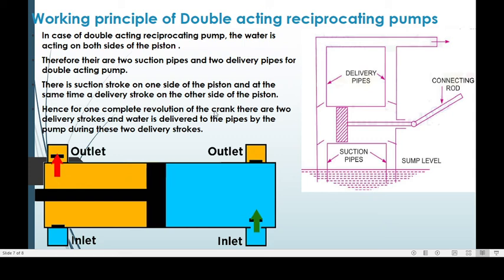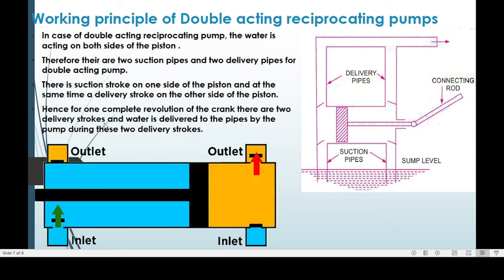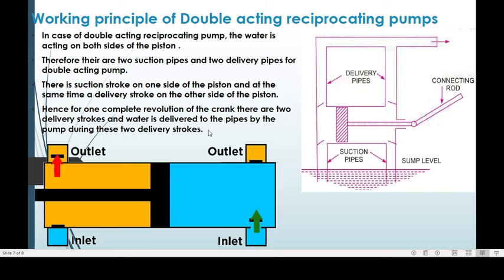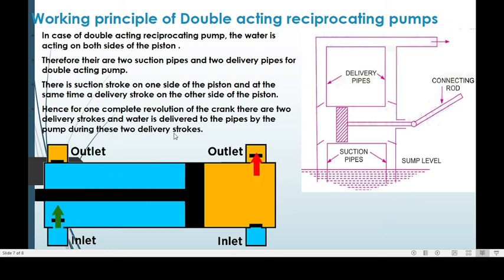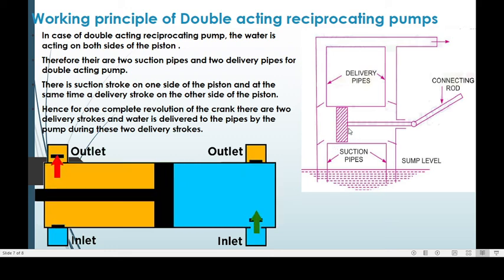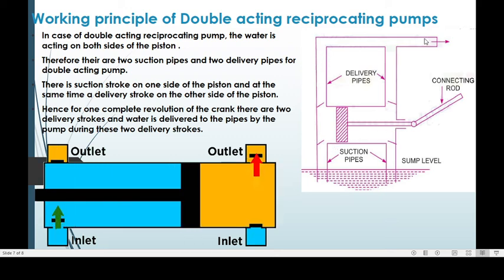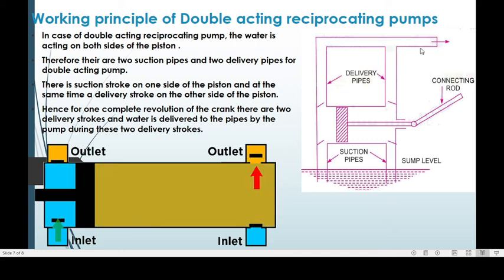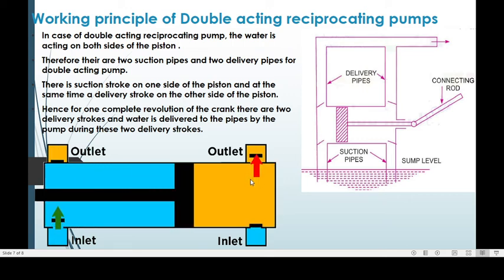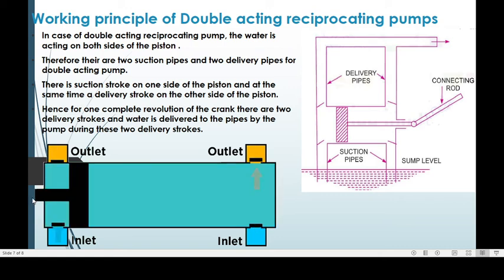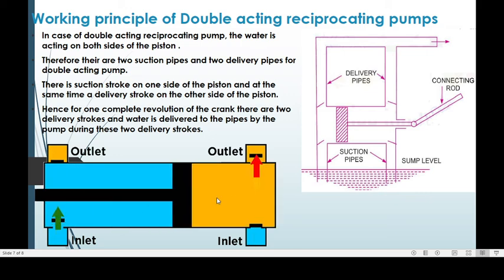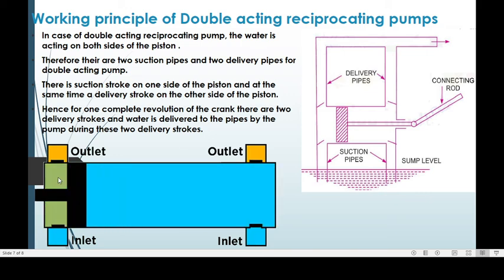Hence, in one complete revolution of the crank there are two delivery strokes, and water is delivered to the pipe by the pump during the two delivery strokes. So during the two delivery strokes, the water is pumped through the delivery pipe. Here you can see, when the piston is moving to one side, water is entering from one side, and on the other side it is going outside. So you can see how this is acting.